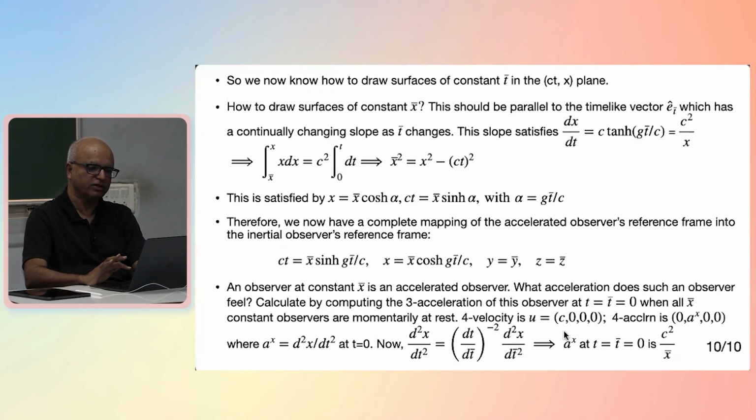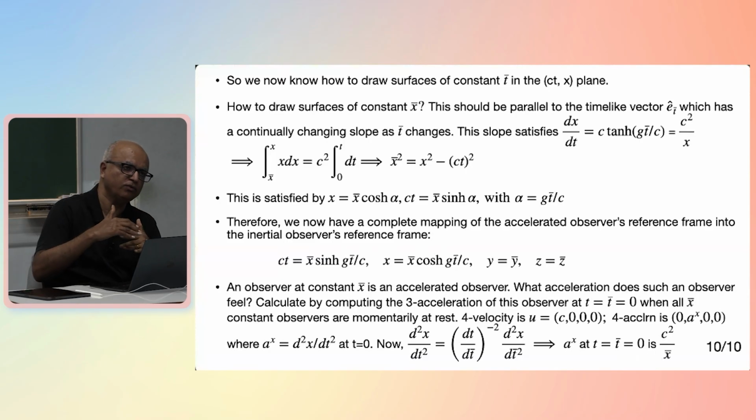So, your 4-velocity is this, your 4-acceleration is this, because you are all in the MCRF. Then you want to find A x, which is d2x by dt square, and you can find this by transforming to dt bar. Instead of differentiating with dt, differentiate with dt bar, and you know how t and x depend on t bar. So, you do that calculation, very straightforward. If you are carrying a coordinate x bar, your acceleration is c square by x bar. Yeah, okay.